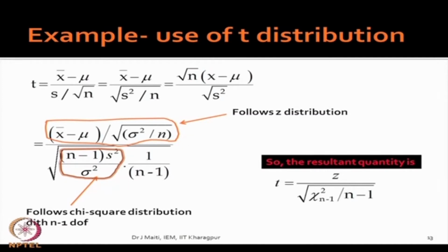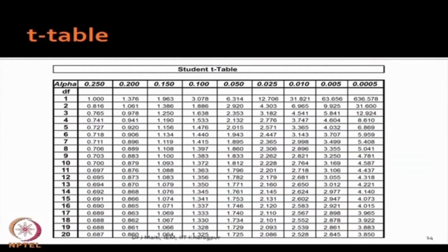That is the use, it follows the chi-square distribution. So, the resultant quantity is this. Now, you are required to use the chi-square table. This is our chi-square table. Please keep in mind that in the chi-square table also there will be degrees of freedom. Degrees of freedom come into consideration because the parameter of the distribution is the degrees of freedom.